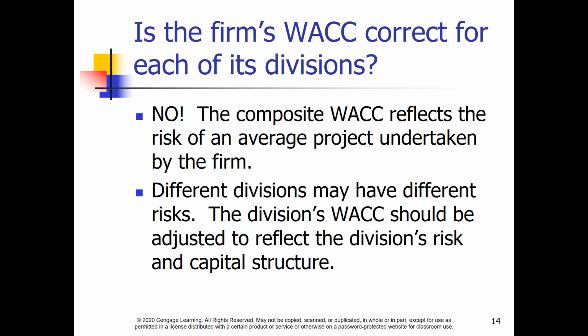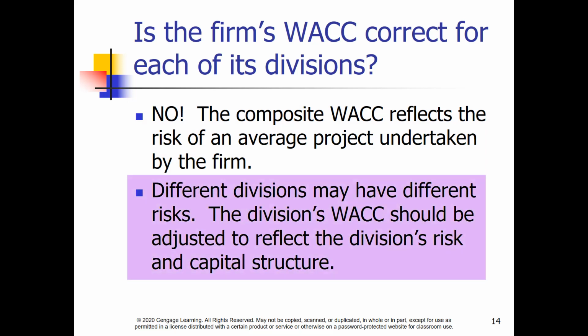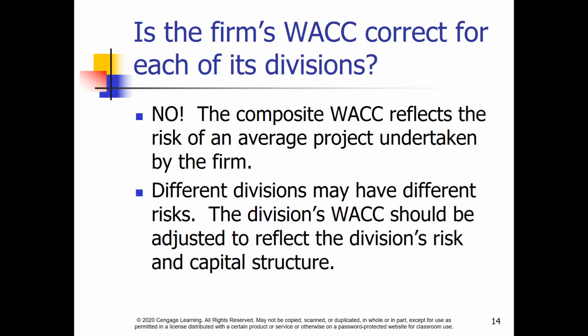You hear firms talk about their hurdle rate, the rate of return required on all investment opportunities. Actually, using one rate, the weighted average cost of capital, for all decisions is not appropriate. It's even dangerous. The weighted average cost of capital we've calculated reflects the risk of an average project of the firm. If the firm is considering higher or lower risk projects, it should adjust that cost of capital accordingly. Different divisions, different projects may have different levels of risk as well.